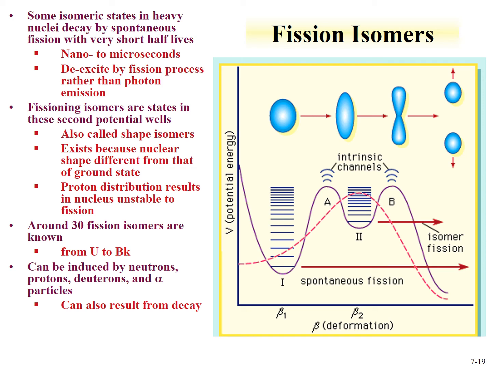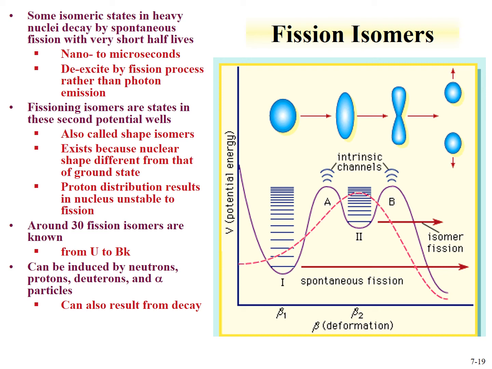You can basically think about these fissioning isomers as states in a second well. So here's a primary well, here's a second well. The isotope can sit in this second well. The barrier it has to tunnel through to fission is now much less for the isomeric fission than for spontaneous fission. For that reason, the shape of the nucleus will change. This is why these isomers are also called shape isomers, and this exists because the shape of the isomer is different from the ground state nucleus.